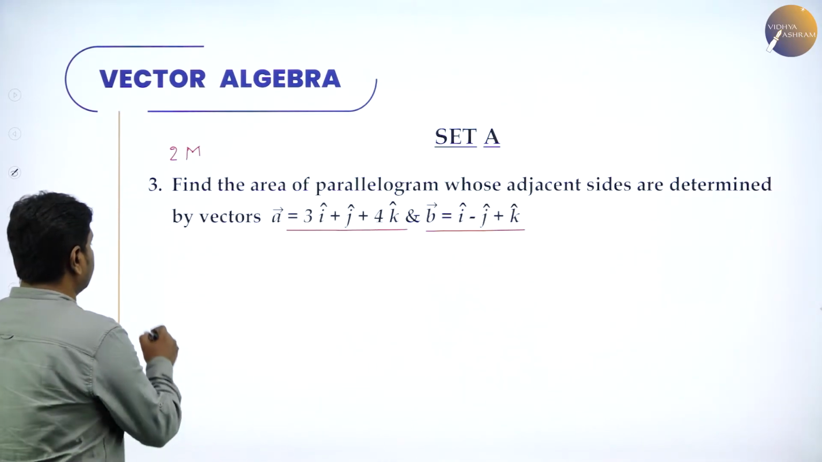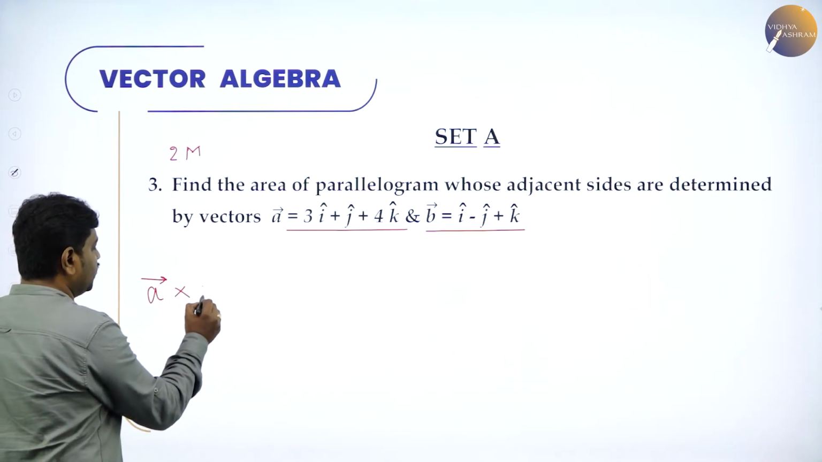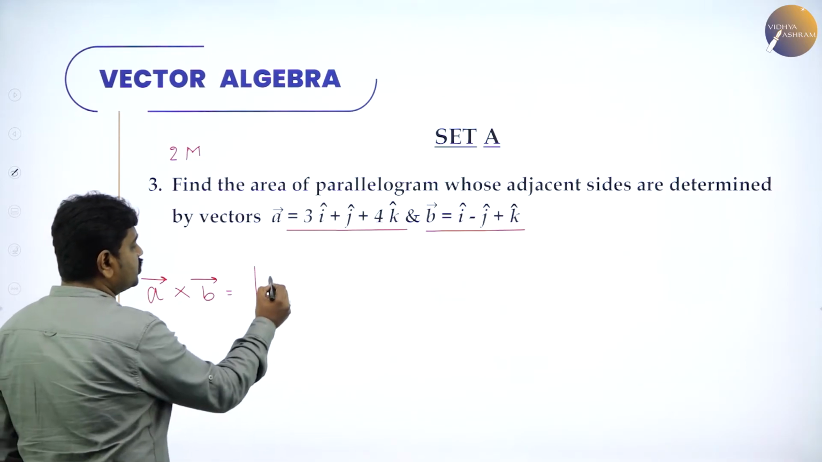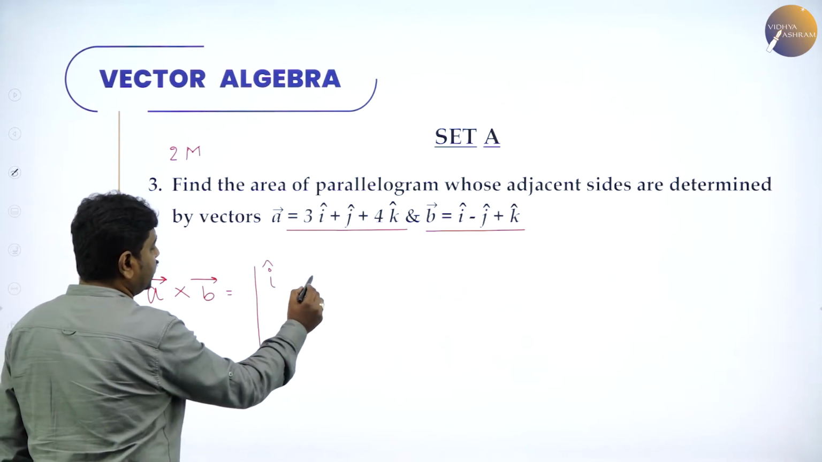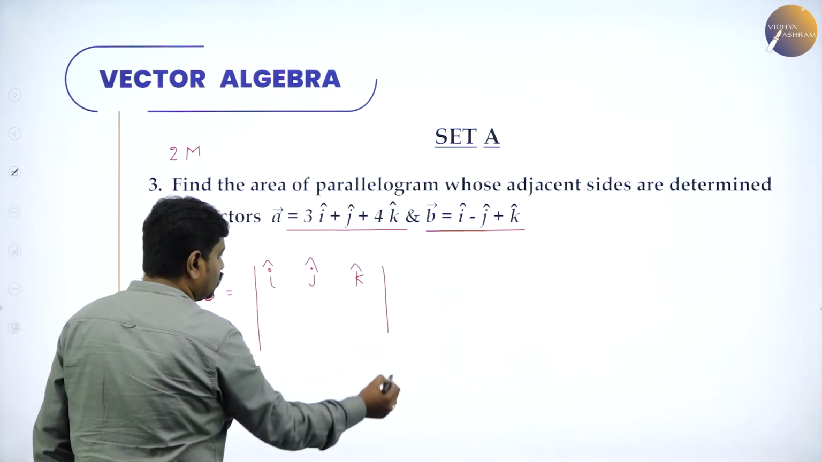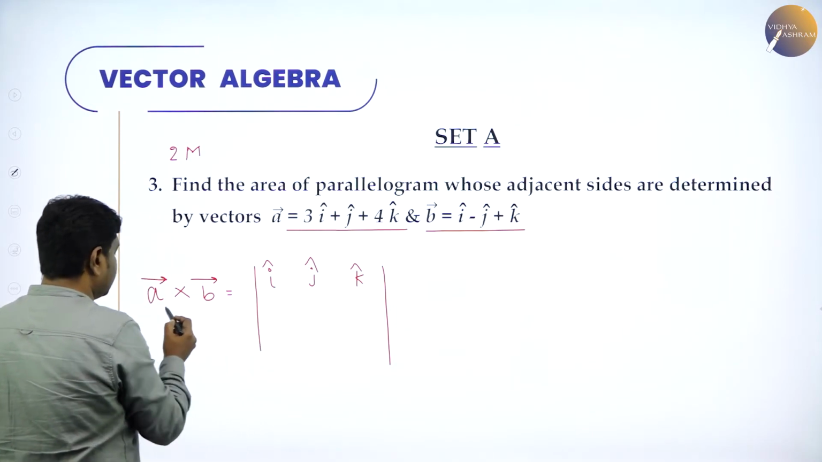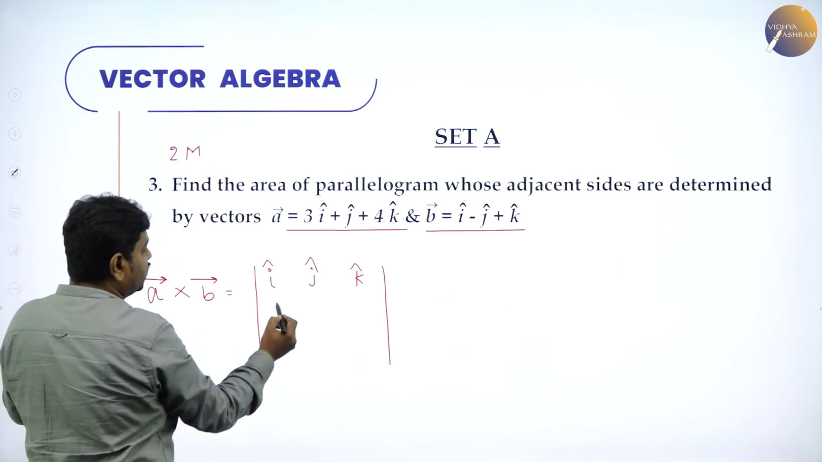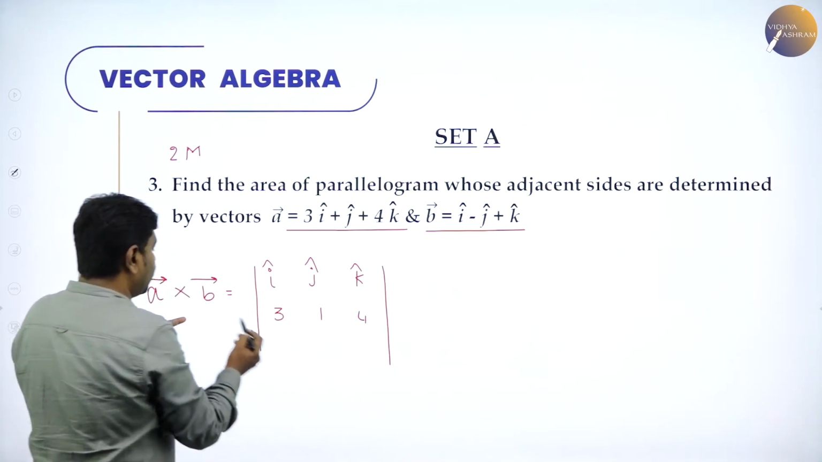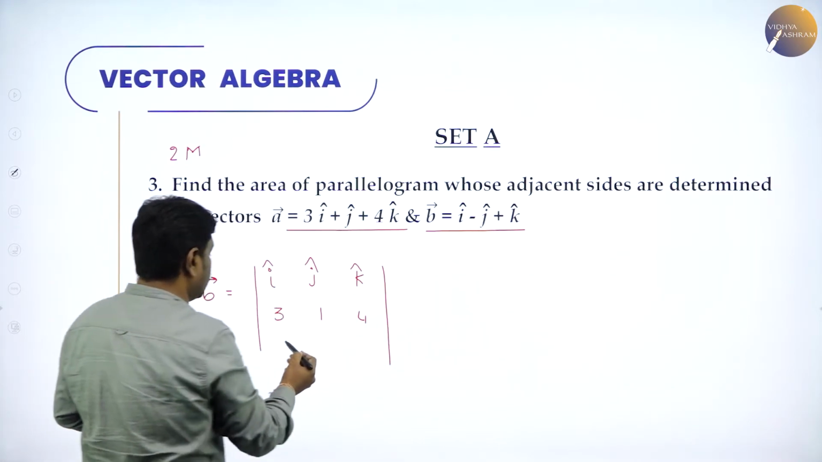So to find area of parallelogram, first we'll find vector A cross vector B. How to find A cross B? First row i cap, j cap, k cap. Second row write the coefficients of i, j, k. For vector A, coefficients of i, j, k are 3, 1, 4. Then you write the coefficients of i, j, k of vector B. Vector B coefficients are what? 1, minus 1, 2.